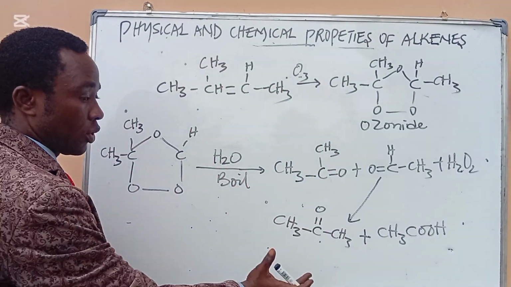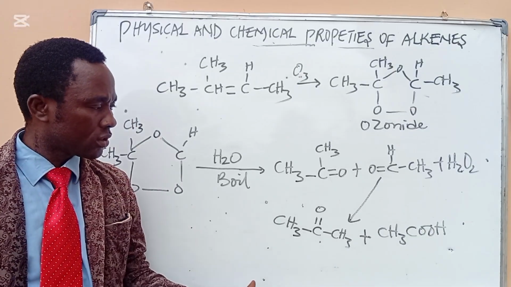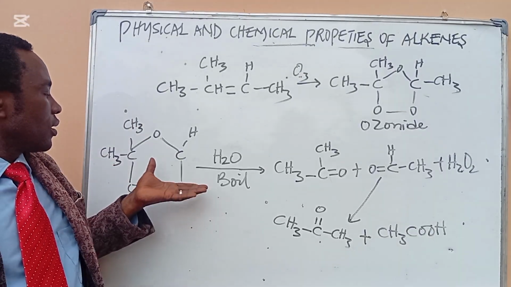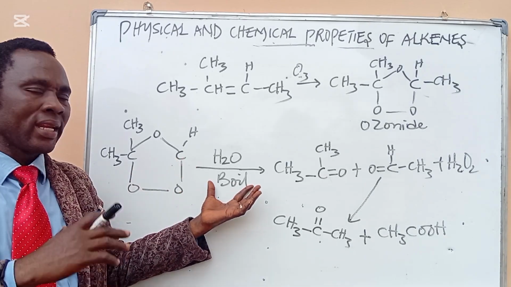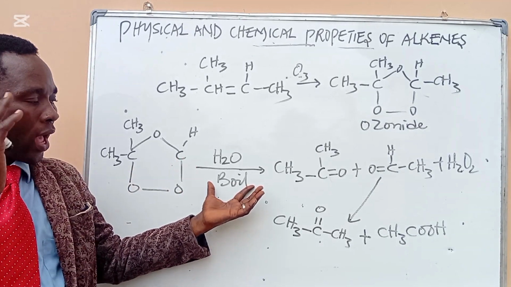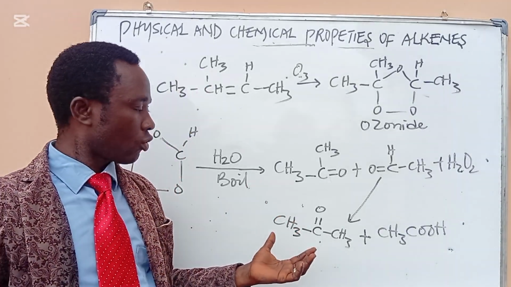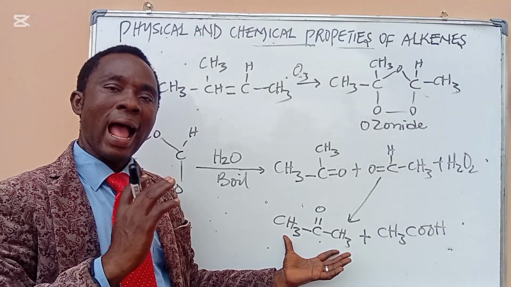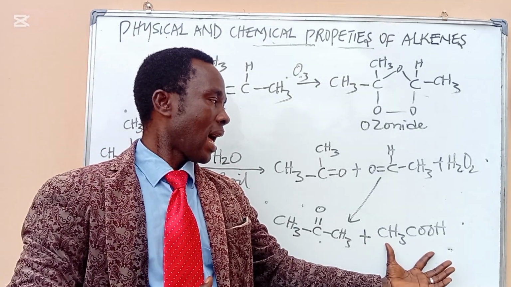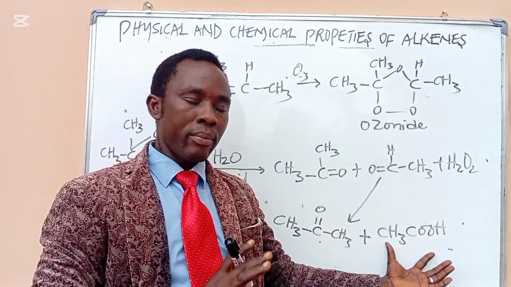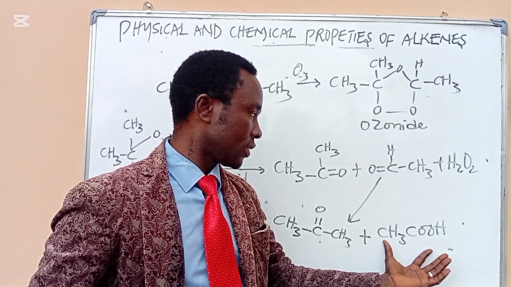I hope you can see the board here. Okay, so having seen this, we find out that when we decompose an ozonide using boiling water, we are going to produce as the final product an alkanone and an alkanoic acid, and not alkanal. Why? Because the alkanal will be oxidized to this alkanoic acid.